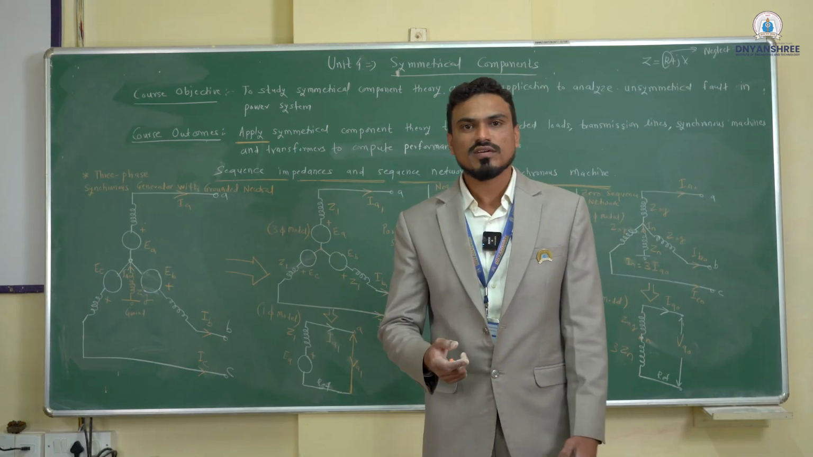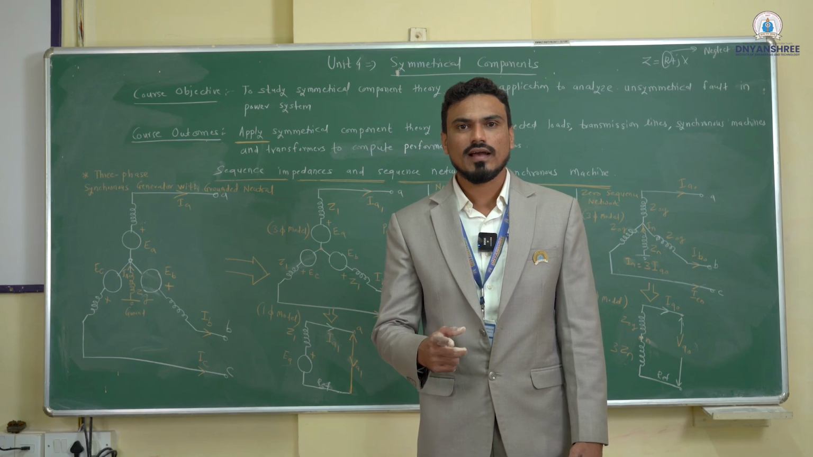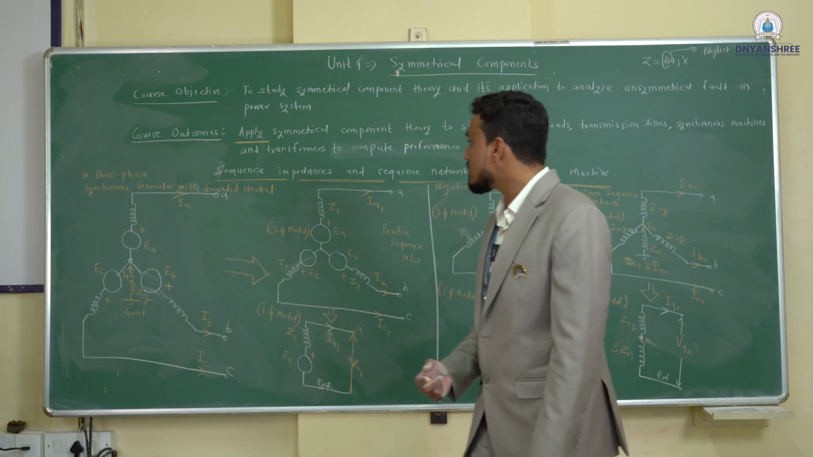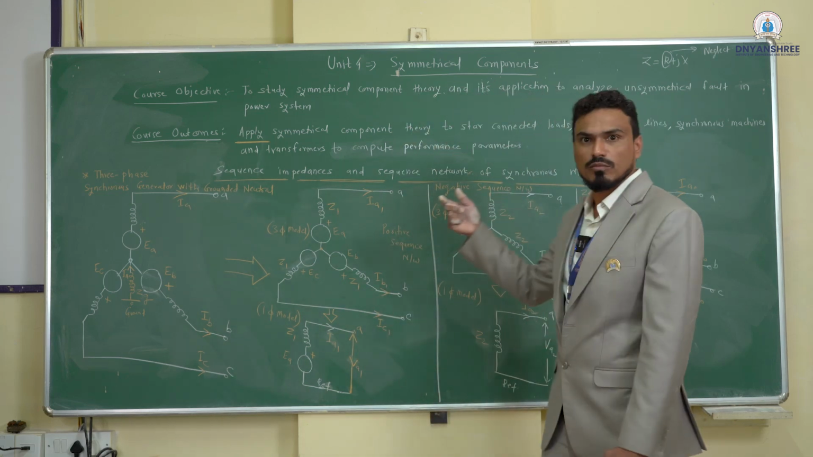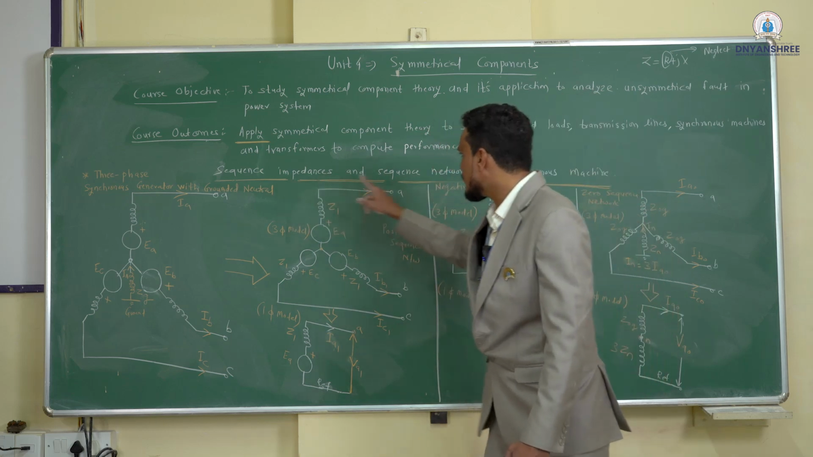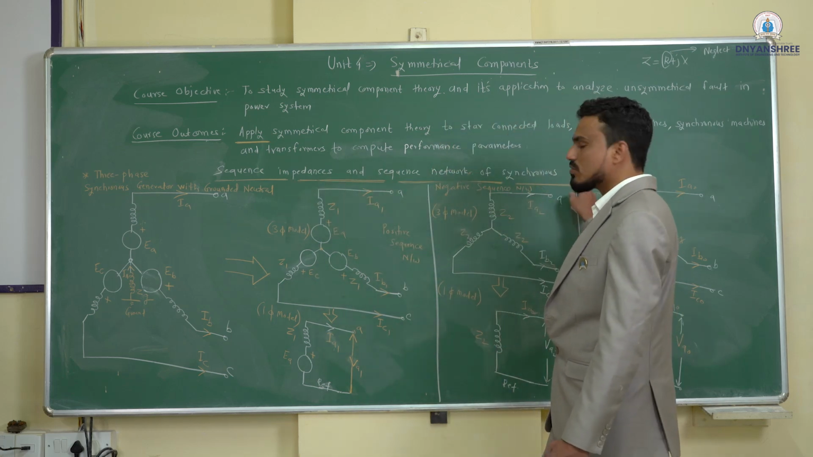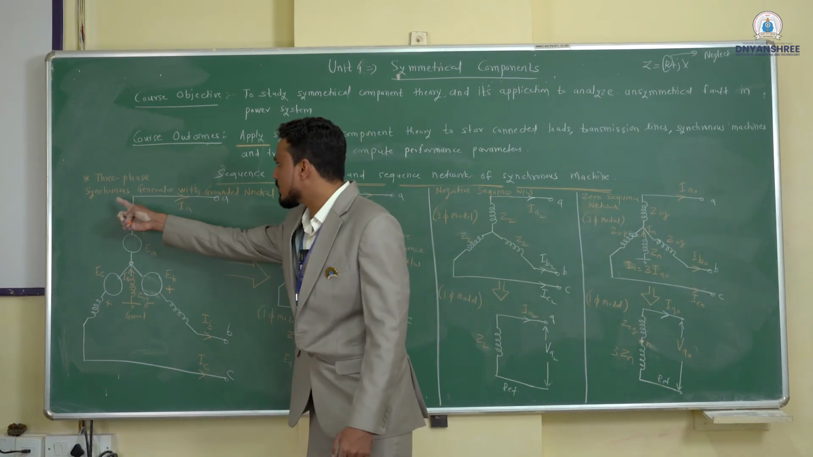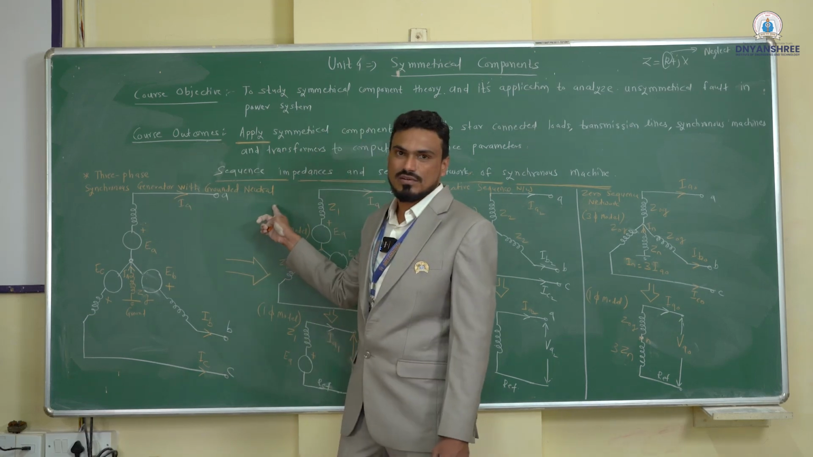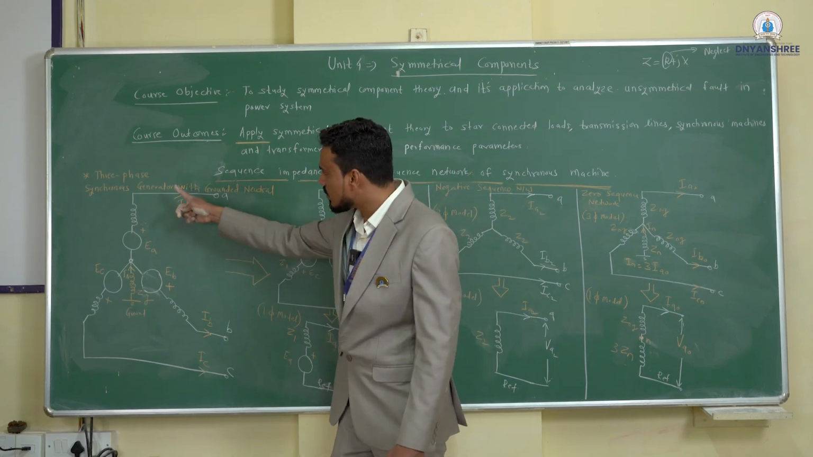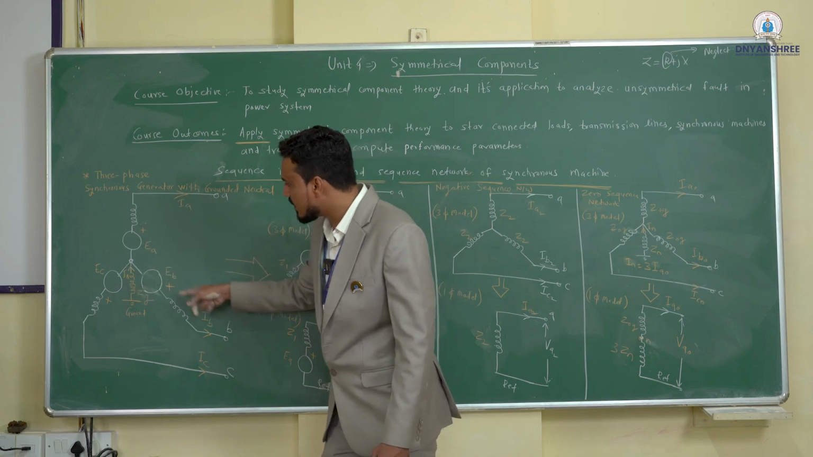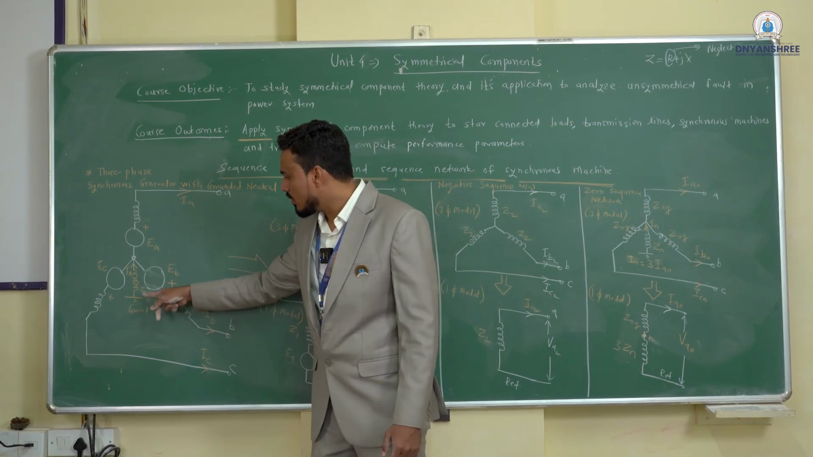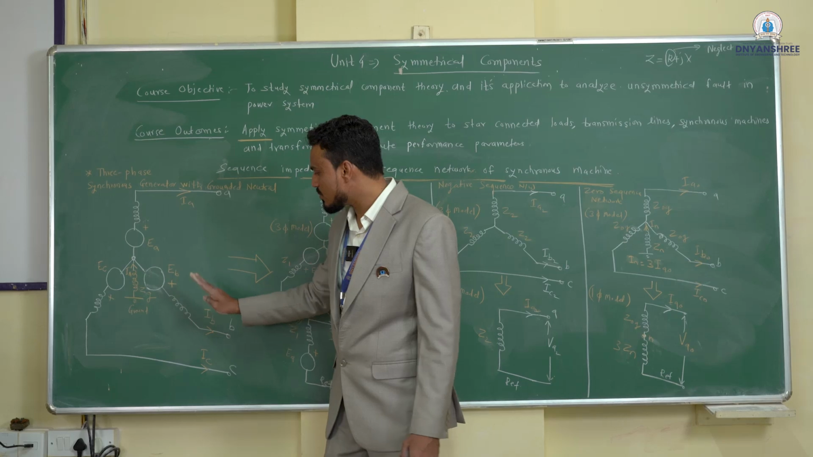So after discussion of symmetrical component theory and its different three sets, let us apply this particular theory to the first element, that is synchronous machine. So now I am going to discuss sequence impedances and sequence networks of synchronous machine. First of all, we will consider a case of a three-phase synchronous generator with grounded neutral. Here I have drawn a synchronous generator where these three windings are displaced from each other by 120 degrees and their neutral is grounded through grounding impedance. Okay, so this is the case we have considered.